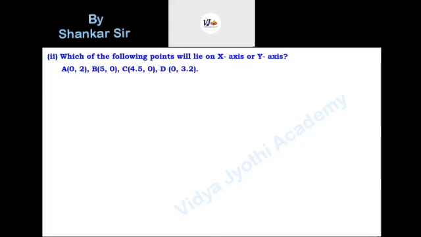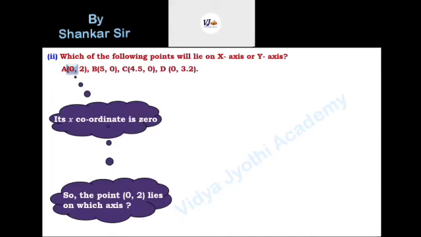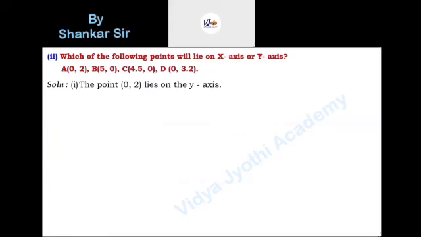Yes. Which of the following points will lie on x-axis or y-axis? Now you have to say which point lies on x-axis or which point lies on y-axis. First point. Zero on X and 2 on Y. Yes, x value is 0 here, then the point lies on y-axis.